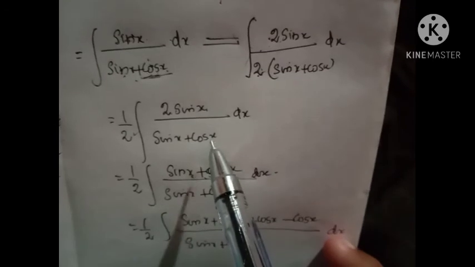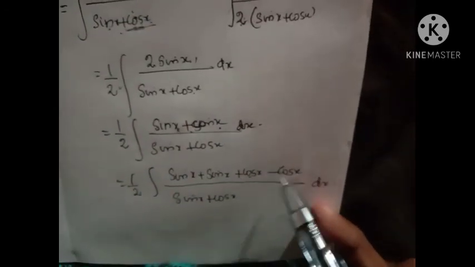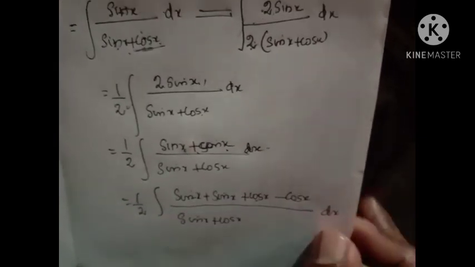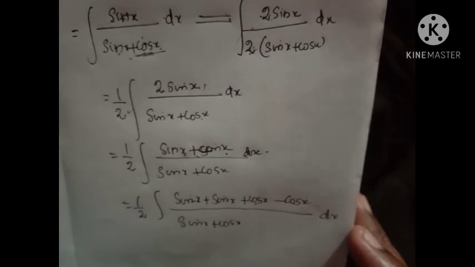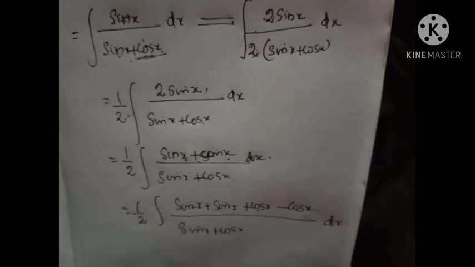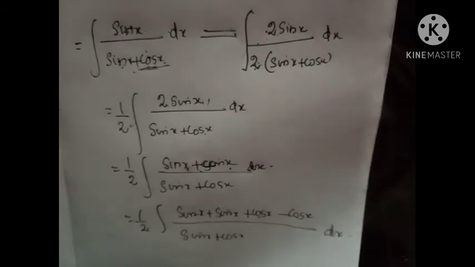Then we introduce cos x in numerator. So adding, subtracting cos x. We get (sin x plus cos x minus cos x) divided by (sin x plus cos x). Okay. Now we are going to associate these terms. Let's see.